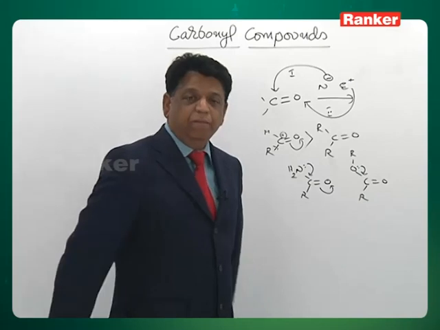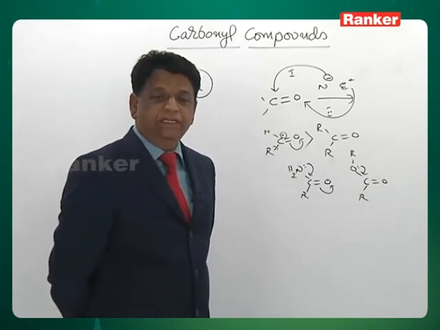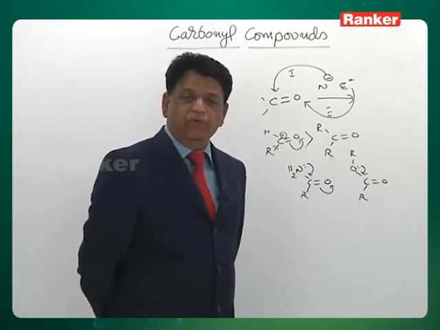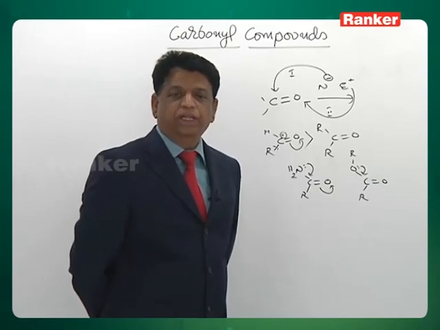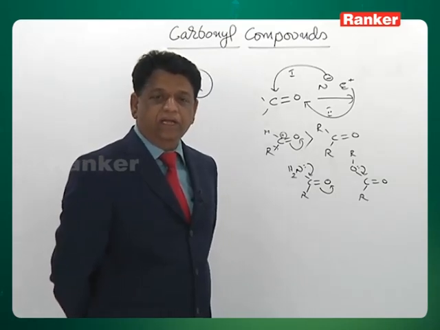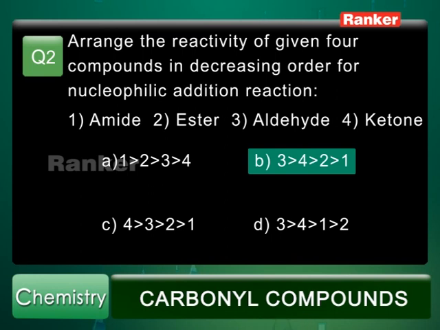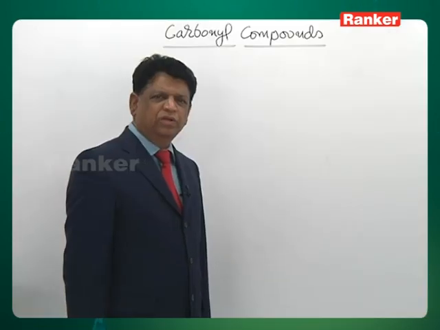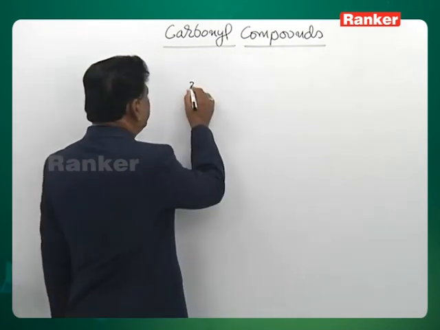So the order will be aldehyde, that is 3, then ketone 4, 3, 4, followed by the ester, that is 2 and 1. That answer goes to B. Answer B is the right answer. That is, once again, aldehyde, ketone, ester and amide is the order of reactivity. So let's go for question 3.